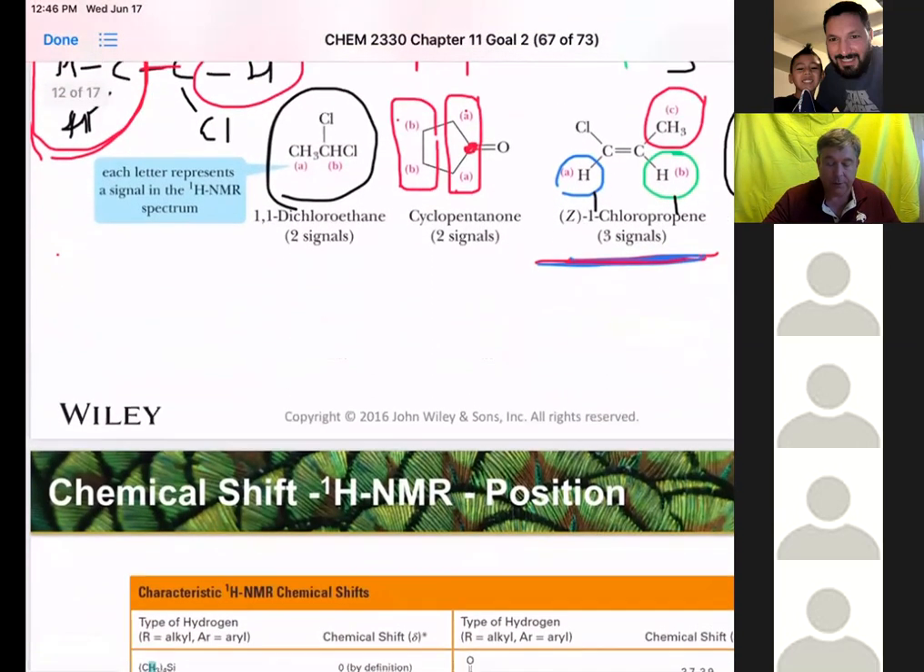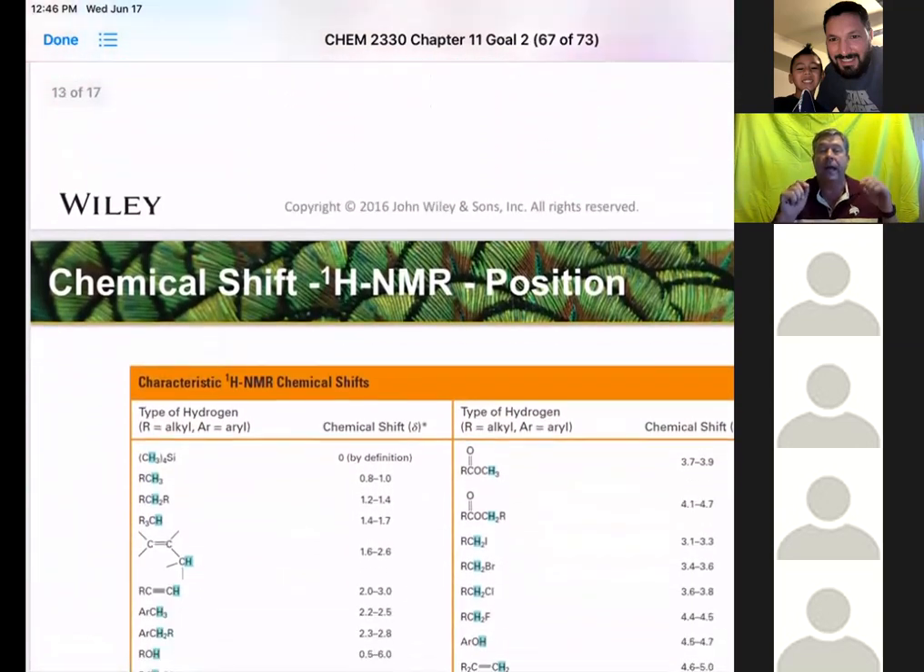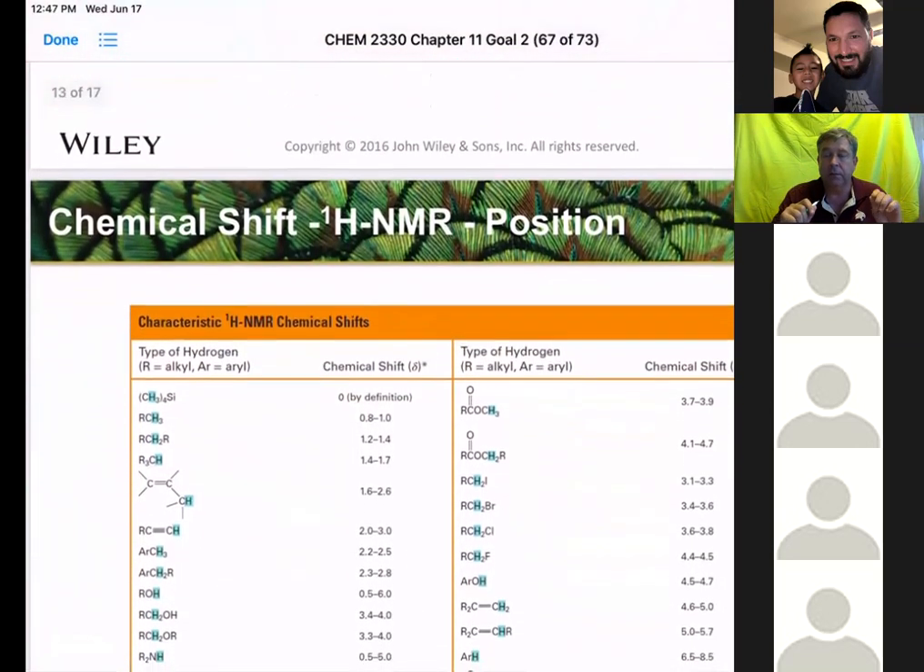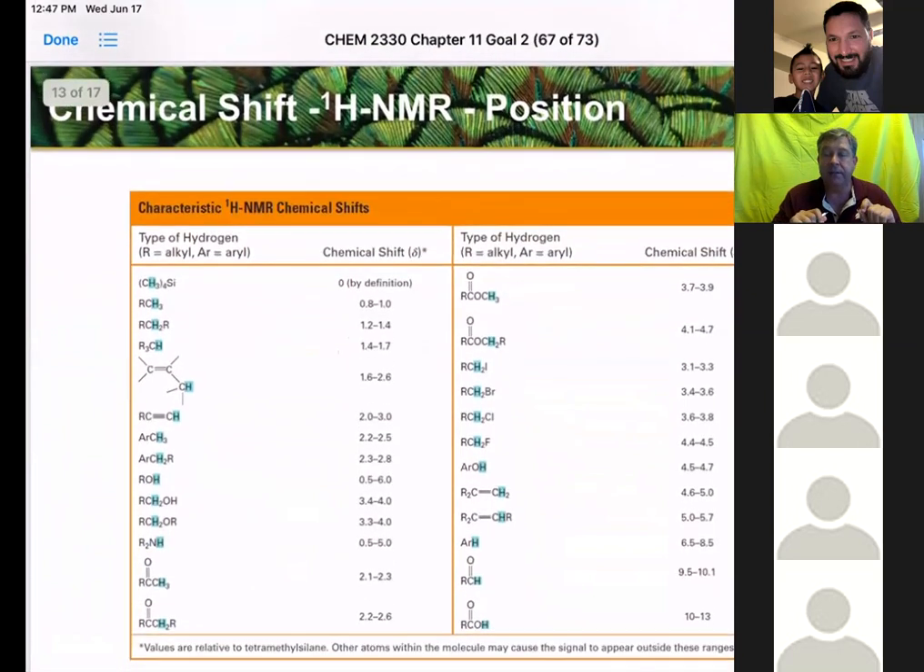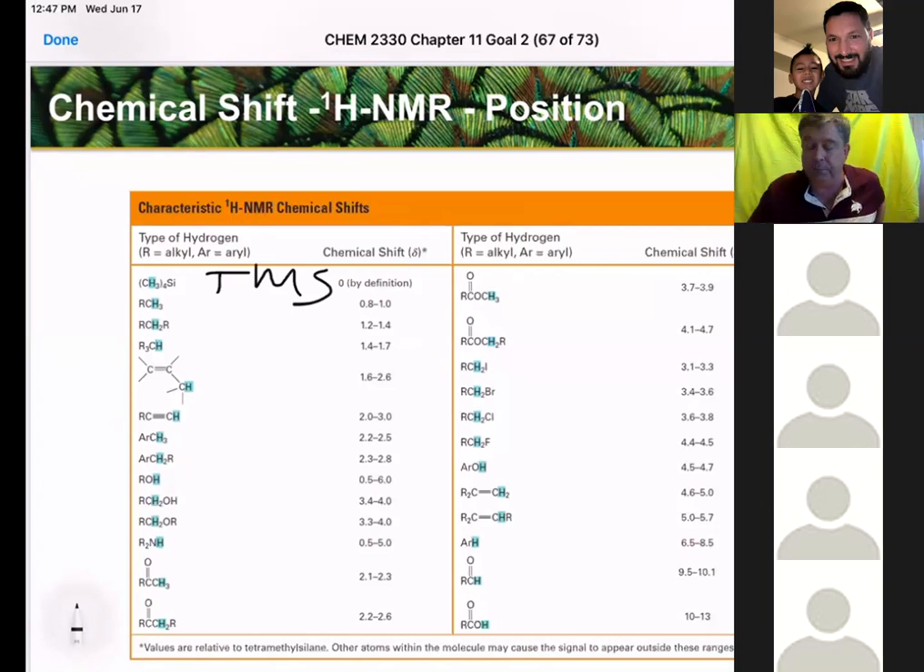All right, so let's move on to the next thing. So we have number of signals, which is our N. We have intensity of signals, which is our I. So now we're going to look at position, which is our P. Okay, position is all about how far away from that TMS is. So by definition, our TMS right here is always 0. And so we're looking at things that are shifted positive of 0, okay? So think about that. You have a methyl group on that TMS.